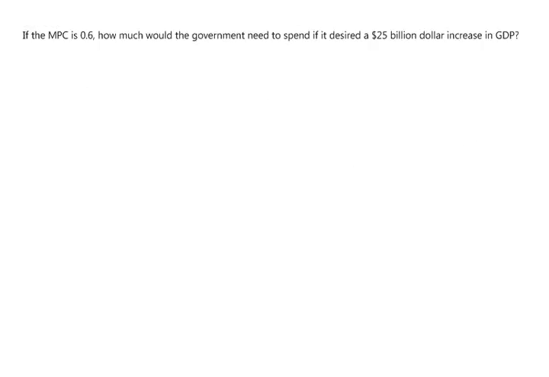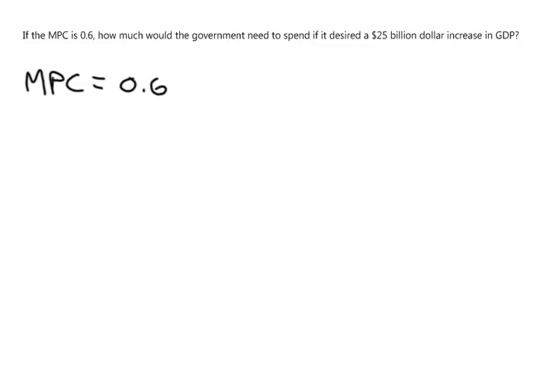Our third free response question says if our marginal propensity to consume is 0.6. So I'm going to keep a running list of information that we have now. 0.6. How much would the government need to spend if it desired a $25 billion increase in GDP?